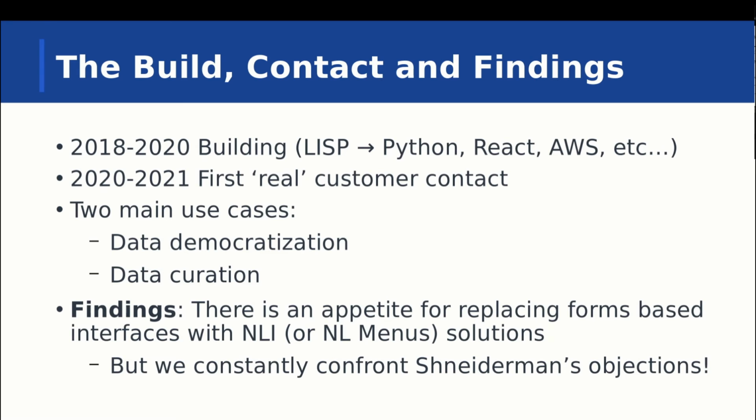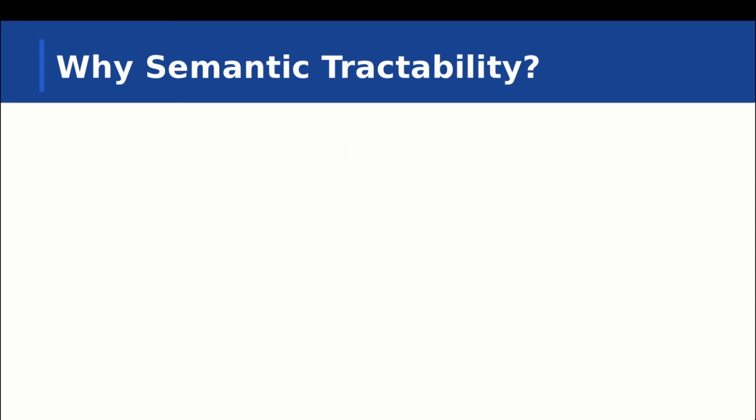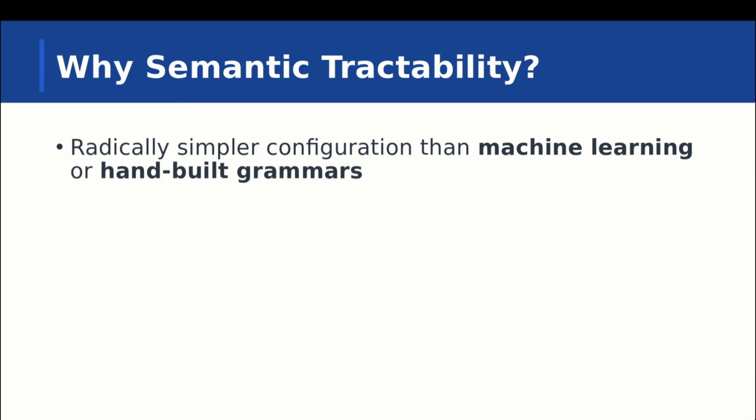So the next question might be, why now? Why semantic tractability? Why did what I saw with semantic tractability motivate this commercialization effort in 2018? The main thing semantic tractability offers is that it radically simplifies the configuration. In the economics of these kinds of systems, we really need to bring down the configuration cost and make it very simple for normal database administrators, or just normal authors.